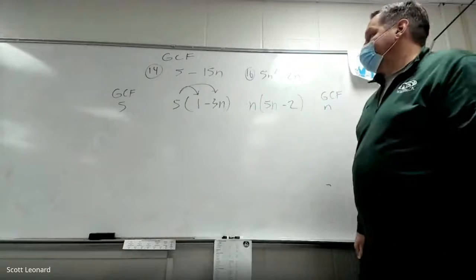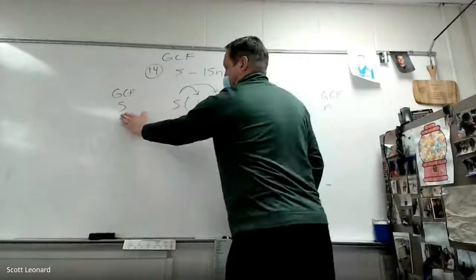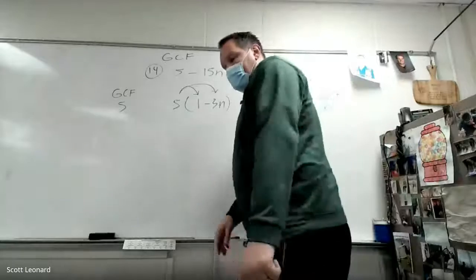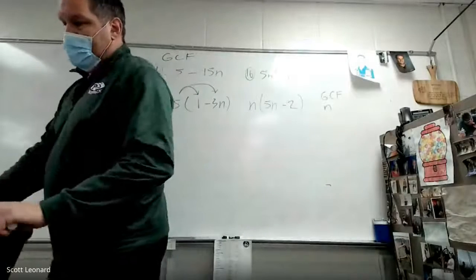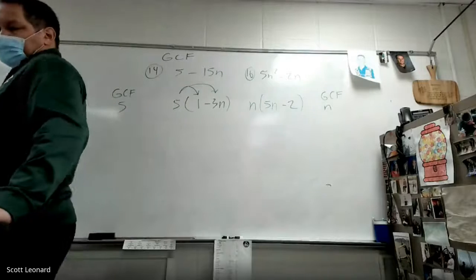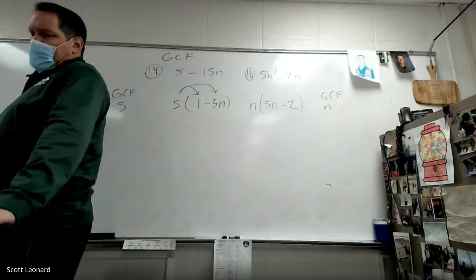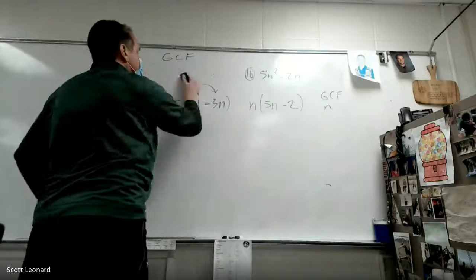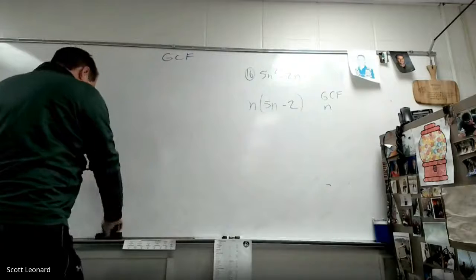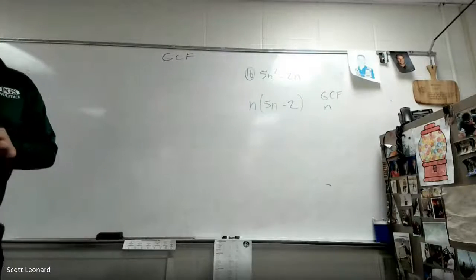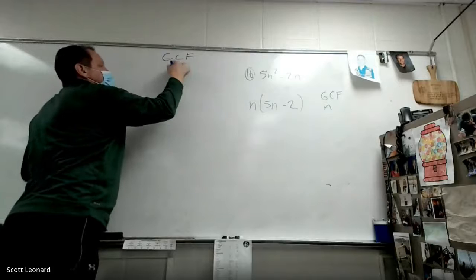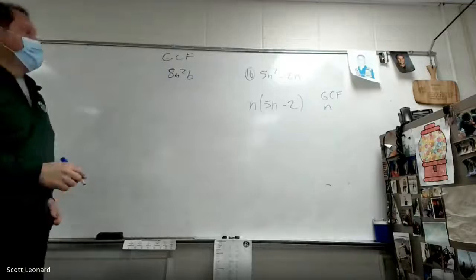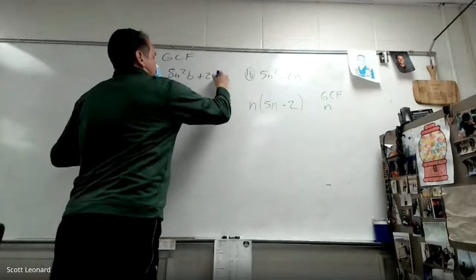Okay. So far we've had a problem where the number is the greatest common factor and a problem where a letter has been the greatest common factor. Last problem we're going to do together, let's do number 20. We got 8a squared b plus 24ab squared.